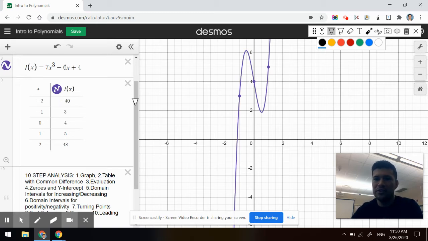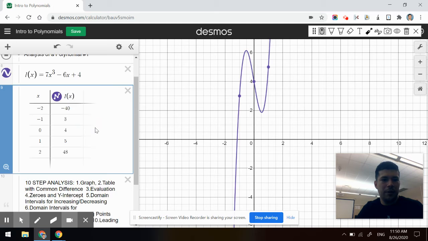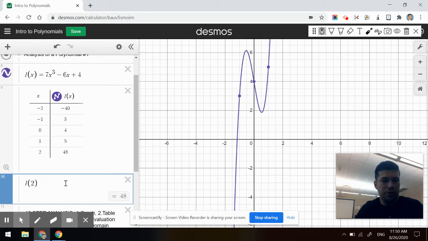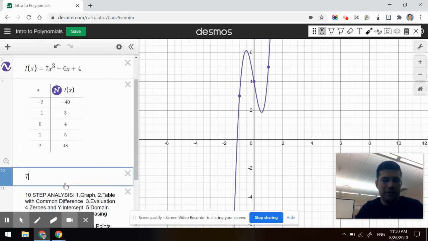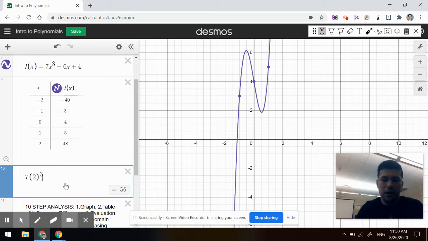The third step, as usual, is to do an evaluation. Evaluations continue to work in the same way. You can take any point in your table, and let's say L of 2 is supposed to be 48. Let's actually evaluate that. So that's 7 times 2 to the third power, minus 6 times 2, plus 4. That gives you 48, because 2 cubed is 8, 8 times 7 is 56, 56 minus 12 is 44, and 44 plus 4 is 48. So that's an evaluation that you need to know how to do by hand.